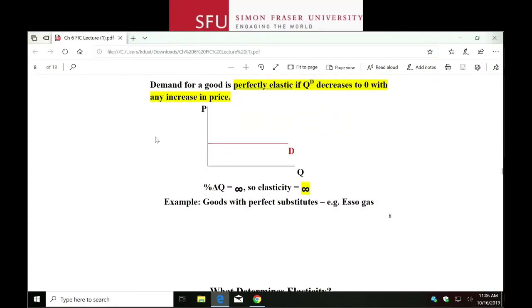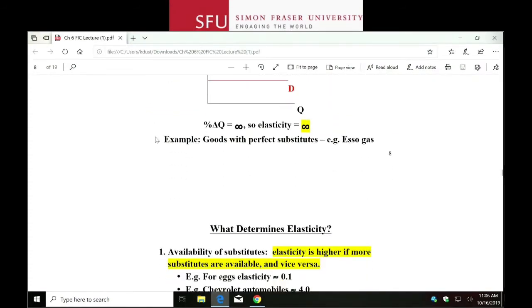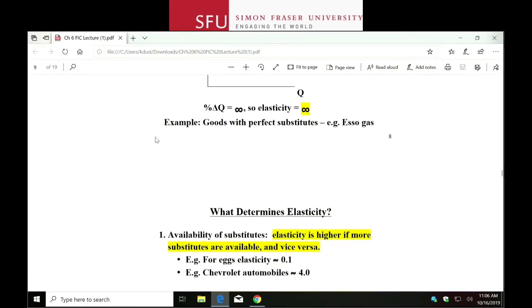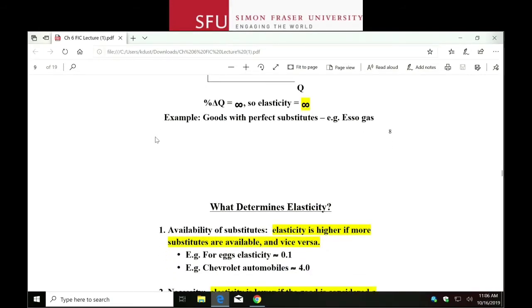And so the first is availability of substitutes. So elasticity will be higher when more substitutes are available. Right? So demand will be more elastic when there are more substitutes available.